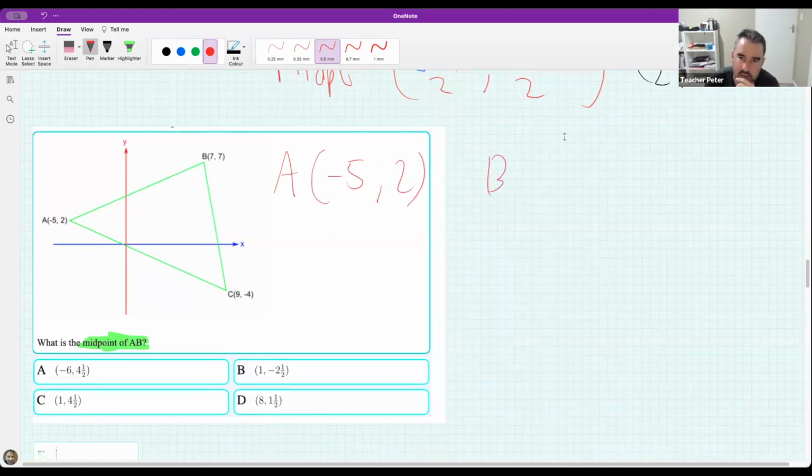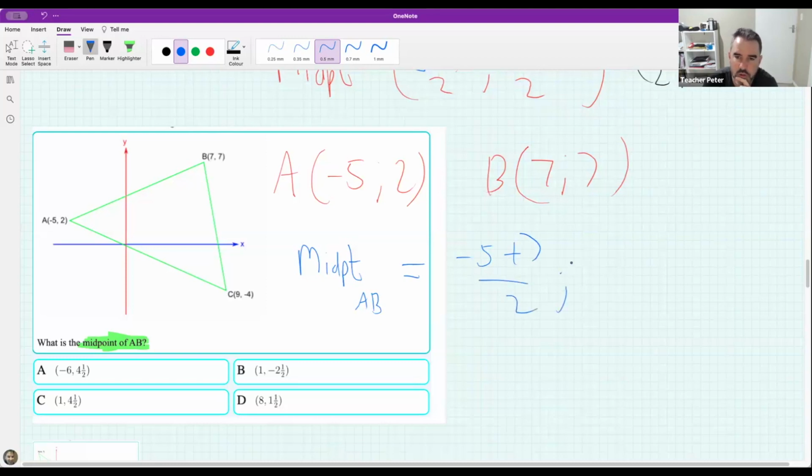A is that, B is that. What is going to be the midpoint? Often we write it like this, the midpoint, then we say it's to do with the line segment AB. So -5 plus 7 over 2 would be the x part, and then 2 plus 7 over 2 would be the y part. So which answer do we think is correct?